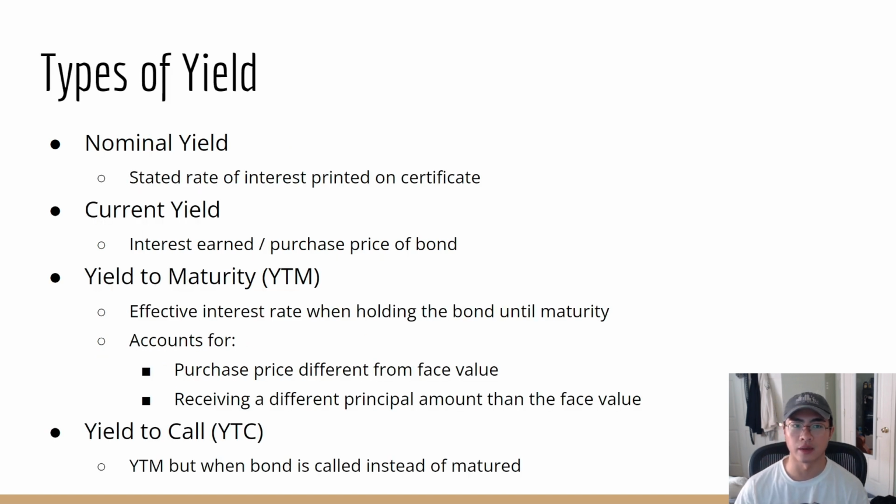Now, moving on with types of yield, there are 4 of them. First is the nominal yield, which is the stated rate of interest printed on the certificates. There's current yield, which is the interest earned divided by the purchase price of the bond as a percentage.